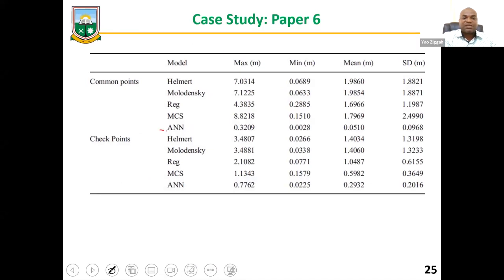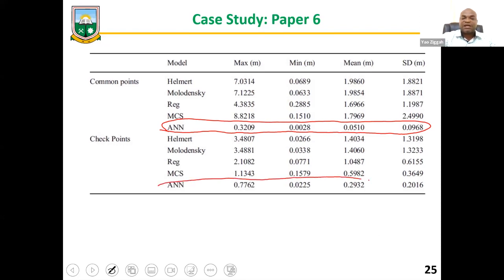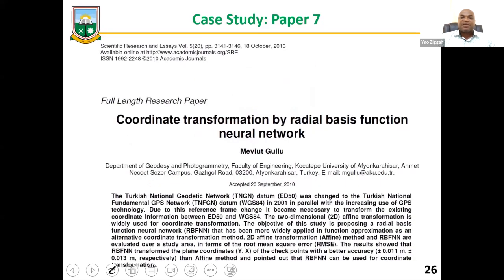Now, when you look at the result of the ANN here, you will notice that the ANN actually achieved the best. And then when you look at the checkpoint, which is actually the test data, it also showed that the ANN is a very reliable tool for coordinate transformation.